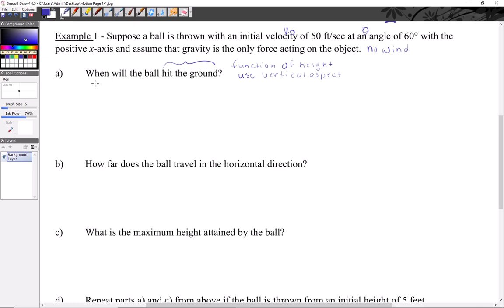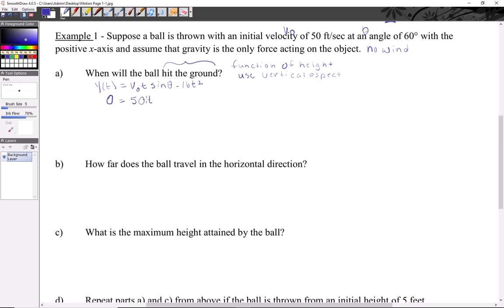All right, so if we're going to use that, this will be y of t equals v naught t sine theta minus 16t squared. All right, so we can then input values. First of all, if you're on the ground, it's going to be a height of 0. All right, v naught is 50 feet per second.